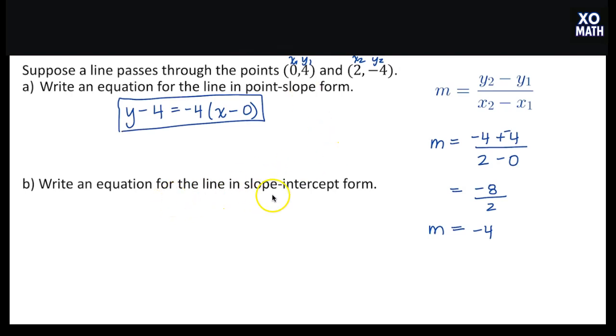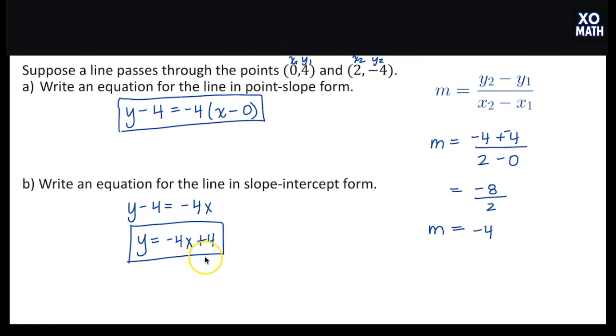Now, just like the last one, to get to slope-intercept form, I can solve my equation in part A for y. So we'll have y minus 4 is equal to -4 times x. So here we don't really need to distribute because of the 0. And then I'll add the 4 to the other side. So y equals -4x plus 4 is my equation in slope-intercept form.